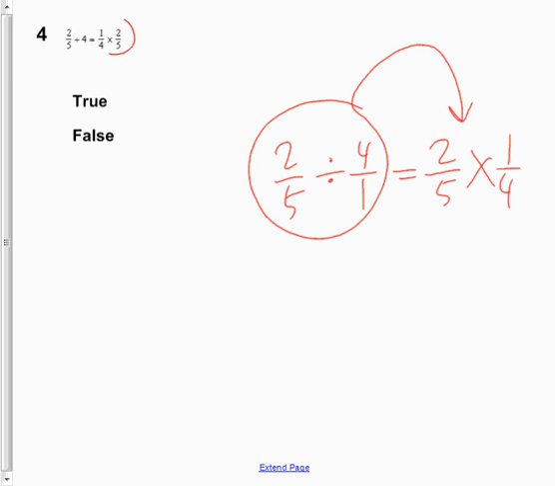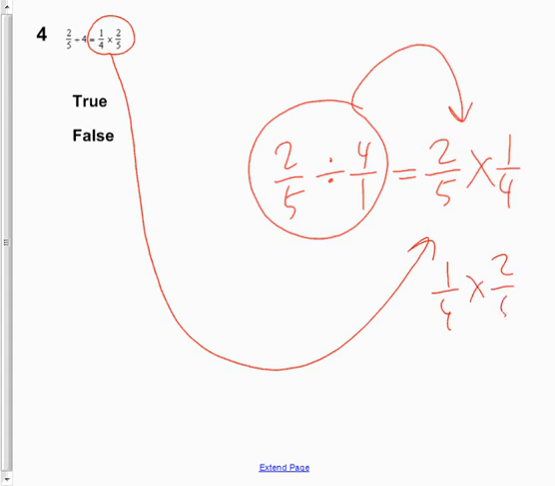And if I really look at this second one, all I've really done is I've changed the order of my 2 fractions. So because the order in which you multiply 2 fractions together doesn't affect the product, I could switch them and it would be true. So the answer is true. They are the same product.